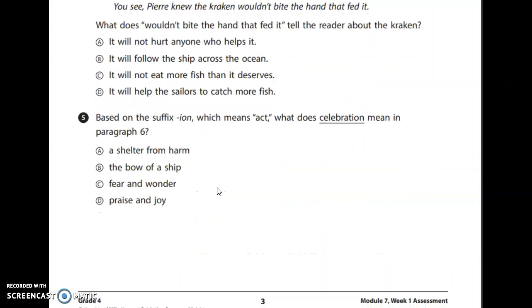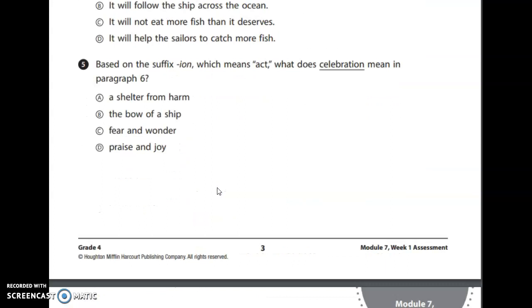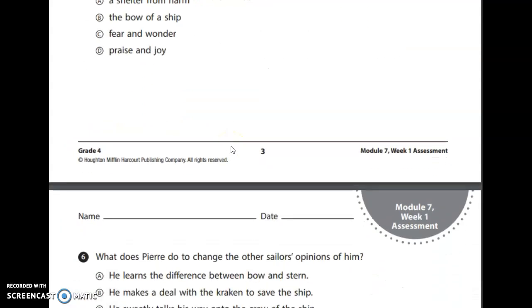Does this mean A, a shelter from harm? If you think so, you're going to stand. B, the bow of a ship. If you think that is the definition of celebration, you're going to sit in your chair. C, fear and wonder. You're going to sit on the floor. Or D, praise and joy. You're going to tap your fingers together. If you are tapping your fingertips together, you are correct. It means to praise and to have joy.